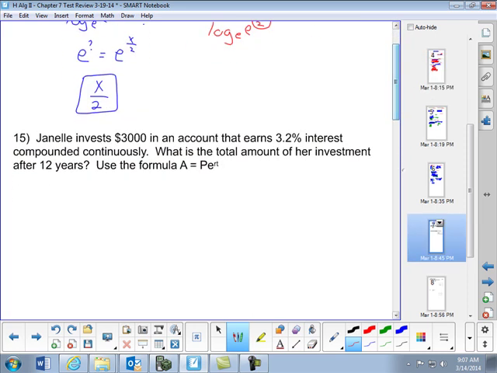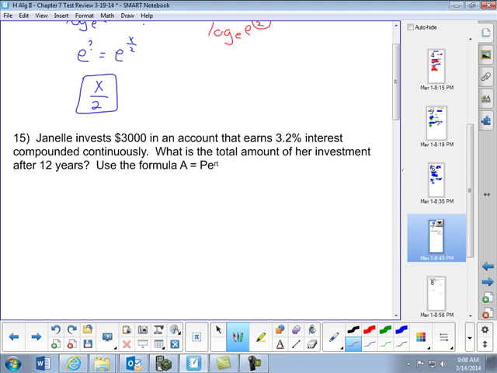This problem talks about her investment, and I can't remember if I give you this formula on the test. I don't feel like I do. I'm trying to look right now real quick. Oh, I do give you the formula. Okay, so I guess I do give you the formula.